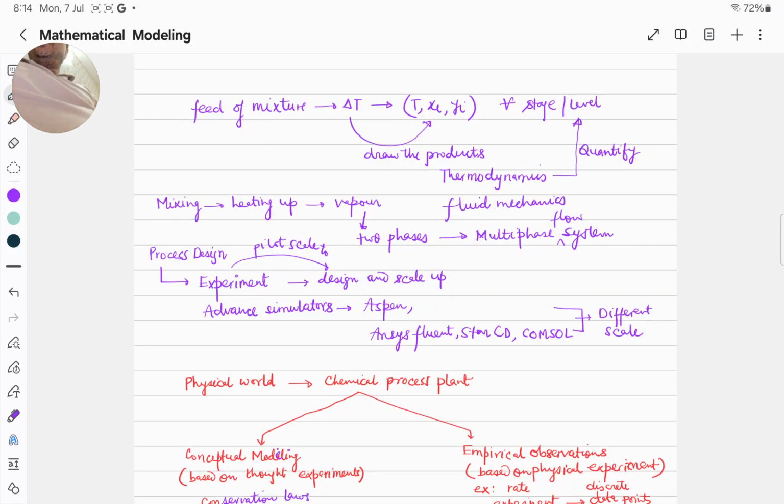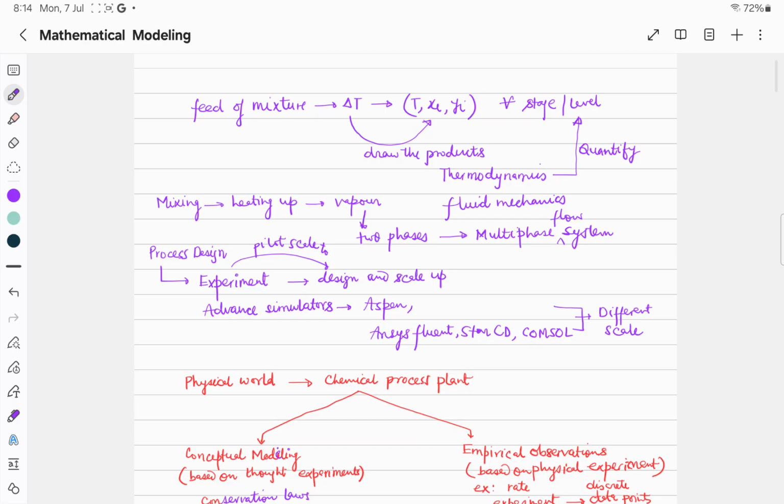So this is the lecture for mathematical modeling for all the chemical engineers. So let's begin. As far as mathematical modeling is concerned, it's very important for a chemical engineer, right?